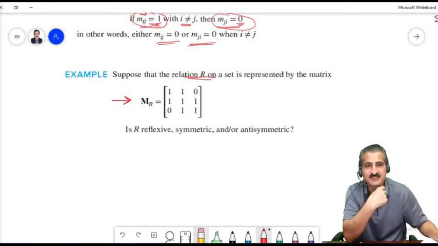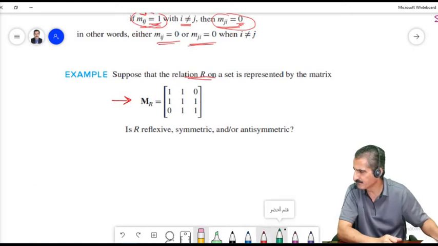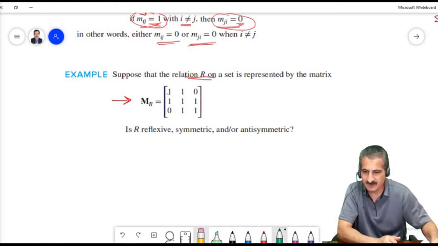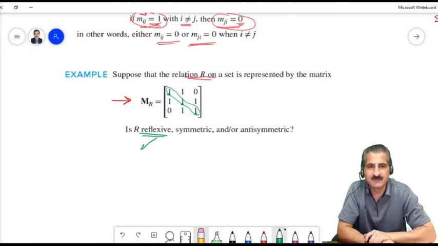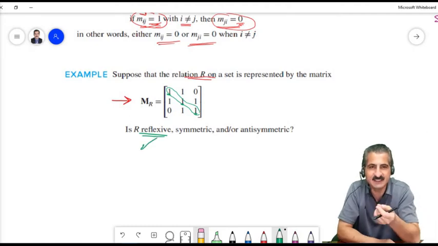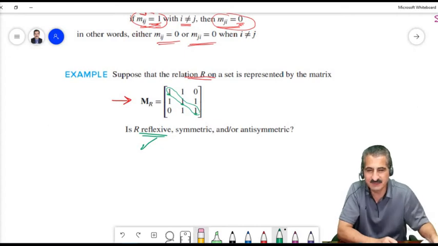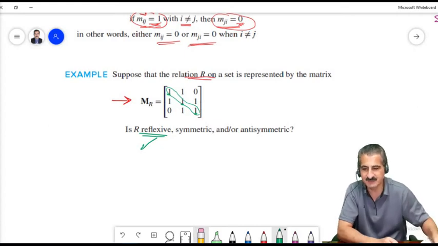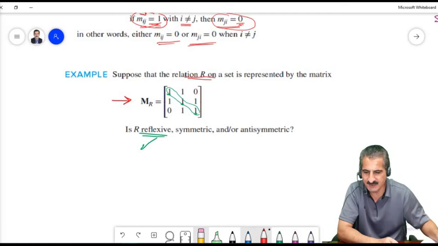Is it reflexive? So you notice that there is 1 at every place in the diagonal. So it is reflexive, correct? If one of these ones is not there, which means 0 in its place, then the relation will not be reflexive anymore. What about symmetric?